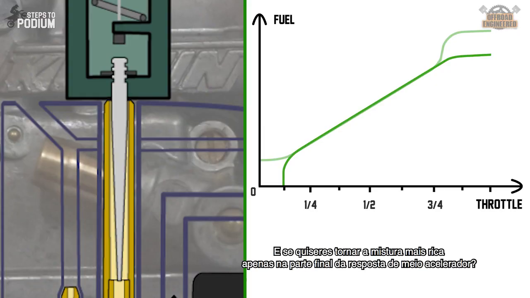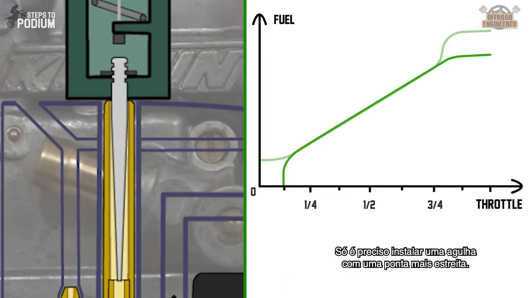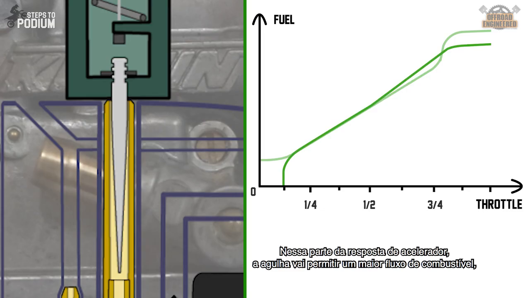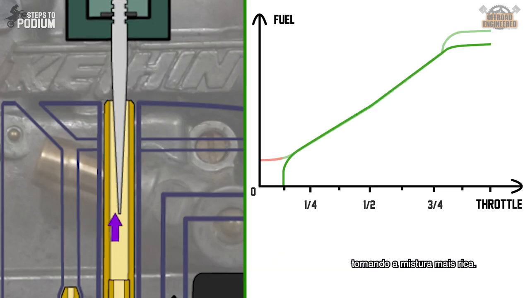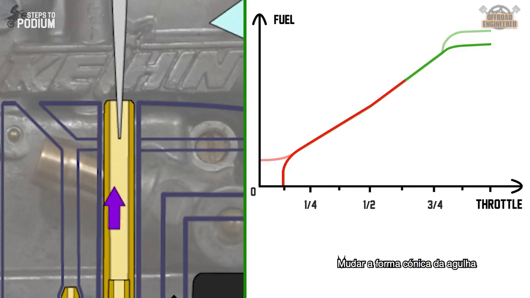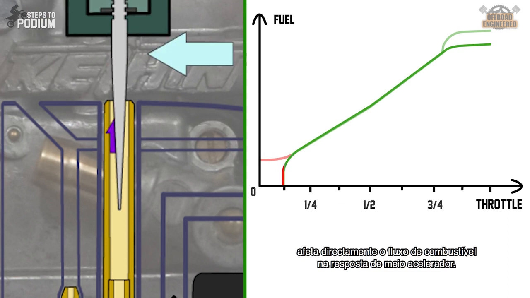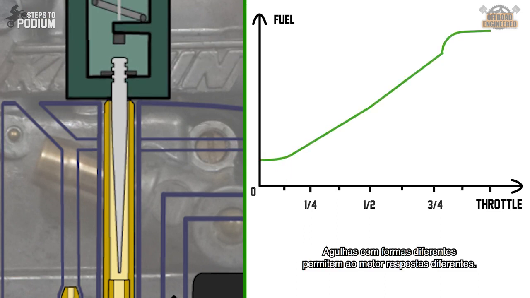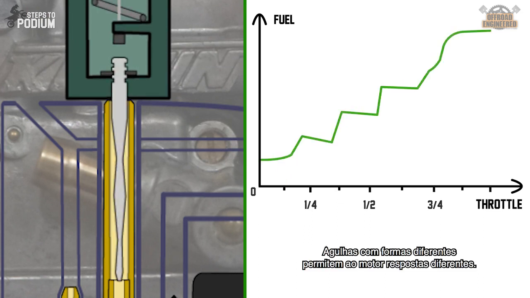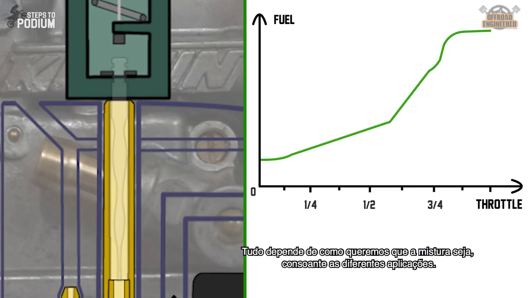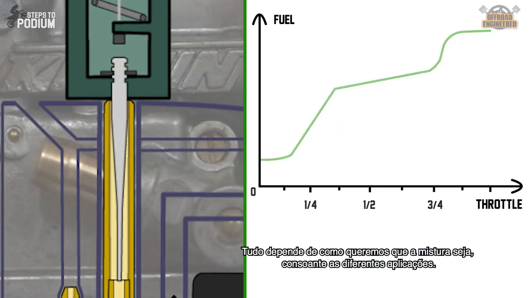What if you just want to make it richer on the higher part of the mid-throttle response? Just install a needle with a thinner tip. On that throttle range, the needle will allow more fuel through the needle jet, making the mixture richer. Changing the tapered shape of the needle will have a huge impact on the mid-throttle fuel flow. Different shaped needles will provide different engine responses, and it all comes down to how you want the mixture to be for a specific application.